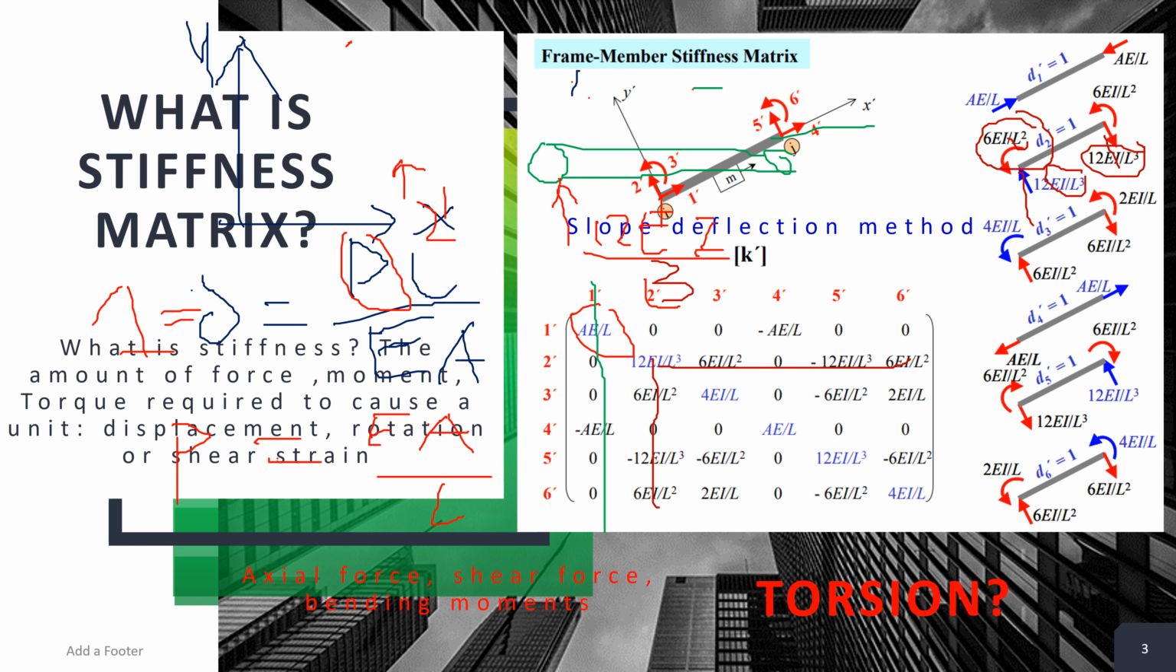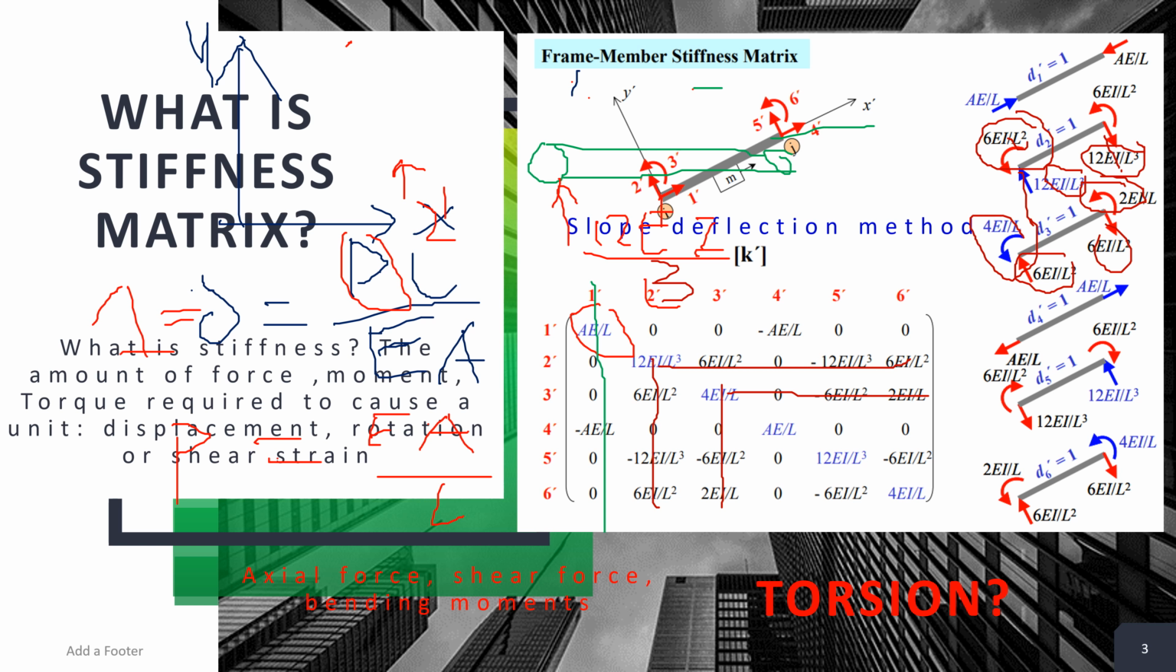Just like that, when you talk about the third degree of freedom, you apply this moment and this other moment in the other direction, and then if you work out, these are the reactions, and so on and so forth. So you get the third row and third column.